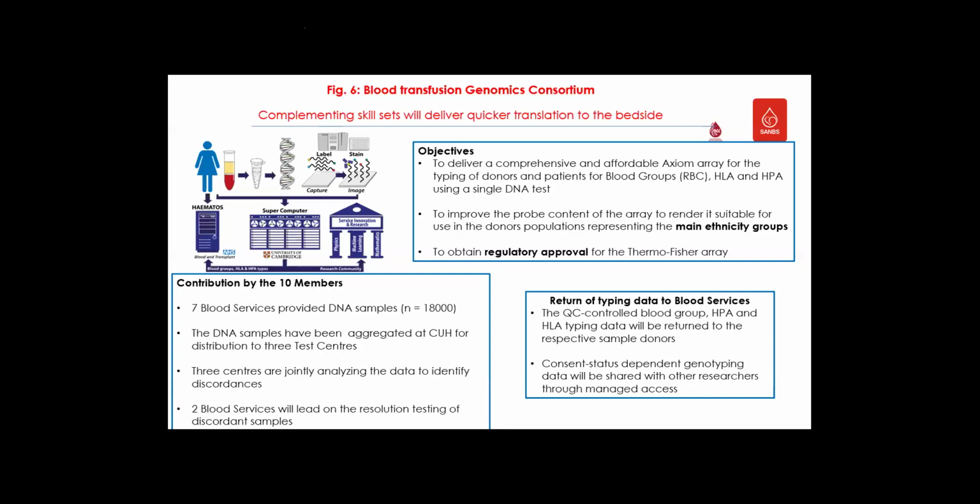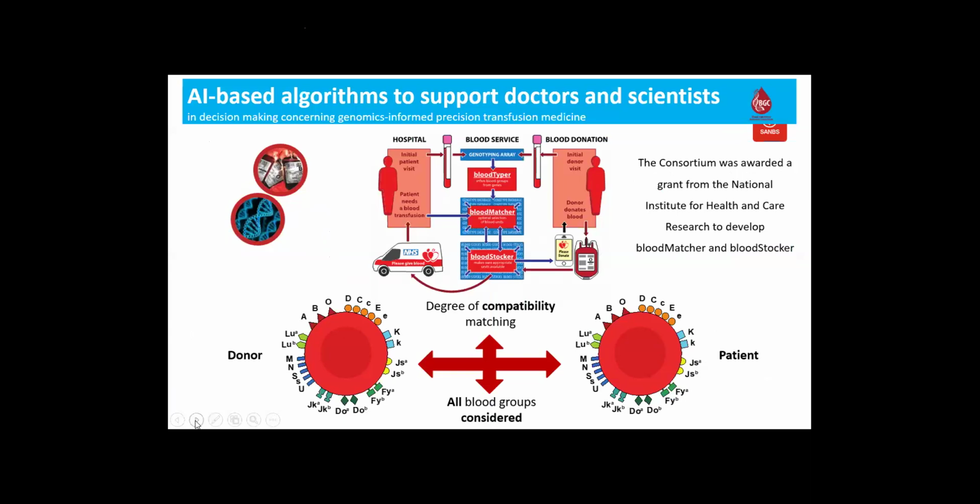Okay, so this just shows you in one picture what this genotyping is really about. It's all about the donor and the patient, and we want 100% matching for all blood groups so that we can have the best match for our patient. So what happens is that on the donor side, donors will have a blood sample collected as they would have for normal blood grouping.